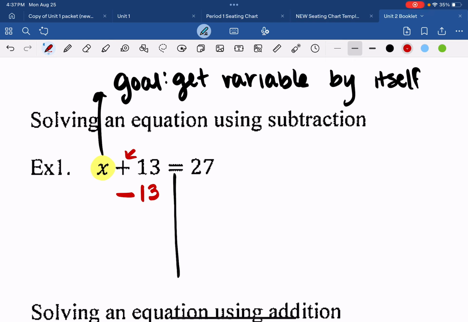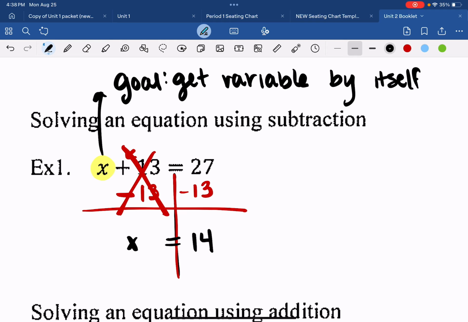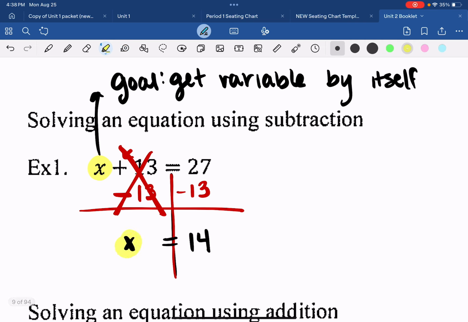Now, the reason I called this the mirror line was because whatever I do to this side of my mirror line, I have to do to the other side. These sides should reflect each other. So I subtracted 13. My 13s over here go away, and I'm just left with x equals 27 minus 13, which gives me 14. I ask myself, is my variable by itself? The answer is yes, so I'm done. Go ahead and try number 2.